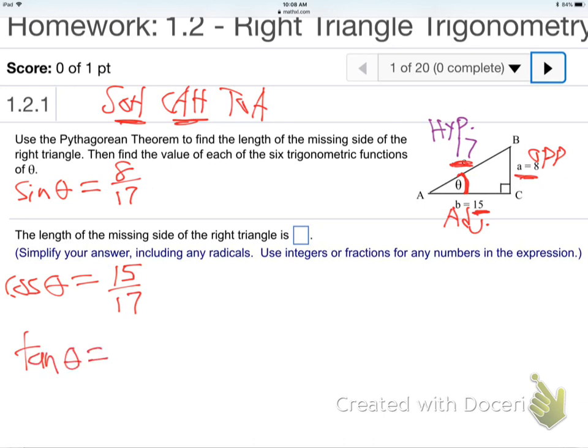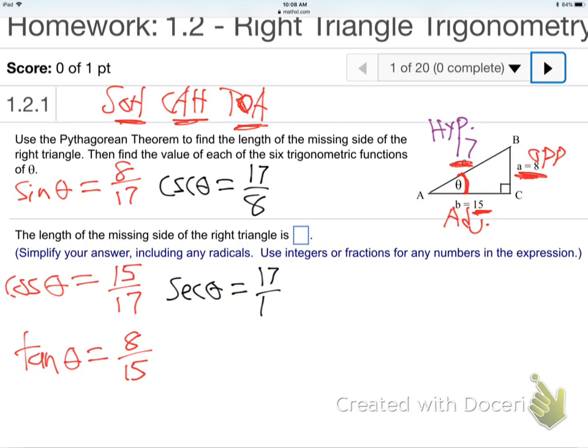Tangent of angle theta. Tangent is opposite. That's a TOA there. Opposite over adjacent, which is 8 over 15. And then flip it, flip it, flip it. The upside down of sine is cosecant, so you'll have to memorize that or write it on your 3x5 card. Eventually you'll know it cold. We'll do it all semester. Cosecant is upside down of sine. Secant is upside down of cosine. Cotan is upside down of tan. Done. There's all 6 trig functions.